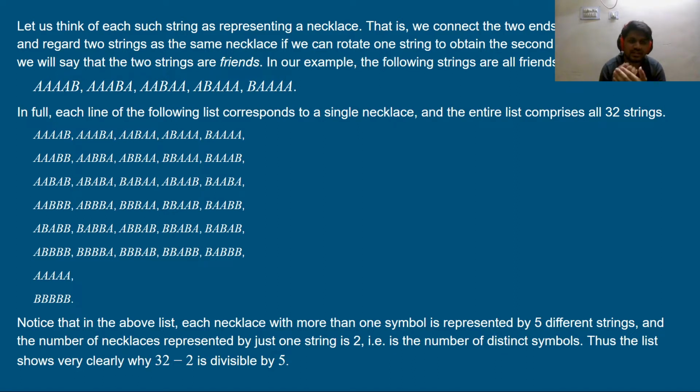In full, each line of the following list corresponds to a single necklace, and the entire list comprises all 32 strings, including the AAAAA and BBBBB. Notice that in the above list, each necklace with more than one symbol is represented by 5 different strings, and the number of necklaces represented by just one string is the number of distinct symbols. Thus, the list shows very clearly why 32 minus 2 is divisible by 5.